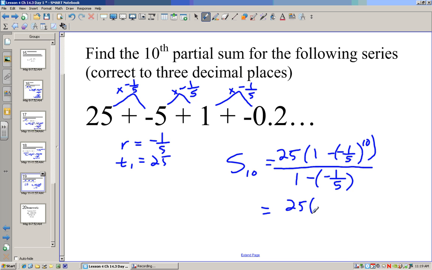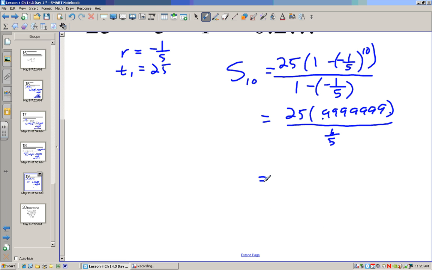If I take negative 1/5 to the 10th power, I get a very small number, and if I take 1 minus that number, I'll get 0.999999. That's good enough. It's really close to 1. If I multiply it, and then when I do out the bottom, 1 minus a negative 1/5, that's 6/5, which I guess we could say that's 1.2. So if I take that divided by 6/5, my answer is 20.83. So that's the sum of the first 10 terms.